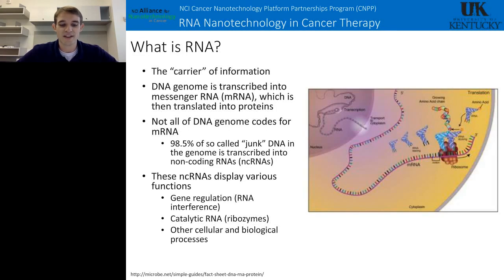So, what is RNA? RNA can be described as the carrier of information in the cell. The central dogma of molecular biology is DNA to RNA to protein. RNA translates the genetic information in DNA to protein, and then those proteins carry out their roles, whatever they may be. The DNA in the genome is transcribed into RNA, and the messenger RNA, also known as mRNA, is what actually codes for proteins.